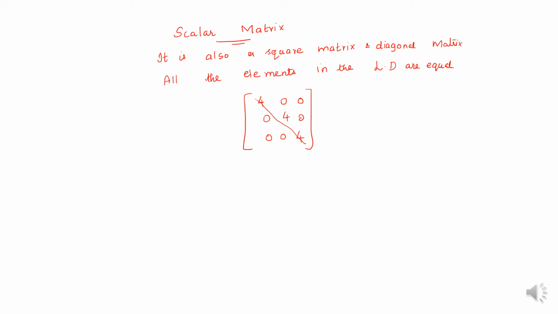And next, I am going to explain the identity matrix. So what is an identity matrix? An identity matrix is also a square matrix and it is similar to the scalar and diagonal matrix. But what is the difference? All the elements in the leading diagonal are equal to 1.